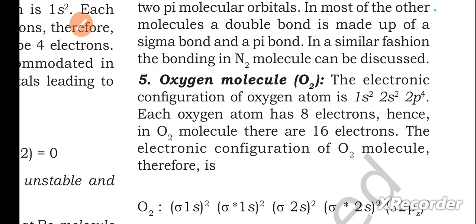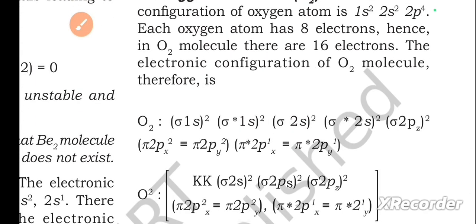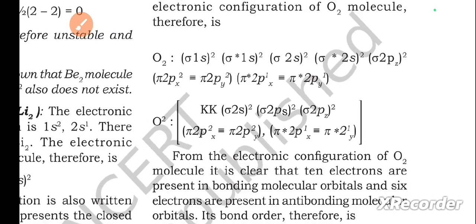Next is oxygen molecule O2. The electronic configuration of oxygen atom is 1s2, 2s2, 2p4. Each oxygen atom has 8 electrons. Hence, in O2 molecule there are 16 electrons. The electronic configuration of O2 molecule therefore is this one. You can check it out.